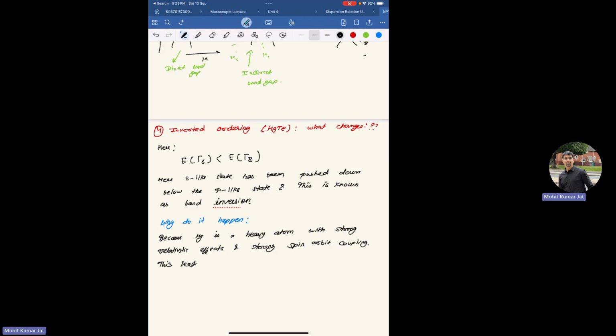This leads to band inversion. So the detailed mechanism includes band hybridization, strong atomic spin-orbit coupling, and chemical bonding differences between mercury telluride and cadmium telluride. That's the detailed mechanism, basically.